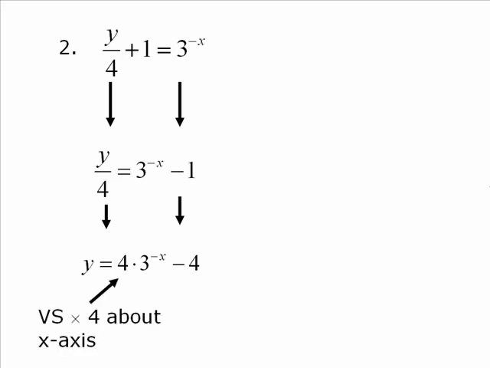So first, we have a vertical stretch by a factor of 4 about the x-axis. So when you have the y isolated, the vertical transformations are honest. If there's a 4 in front of the function, it means it's a vertical stretch by a factor of 4.